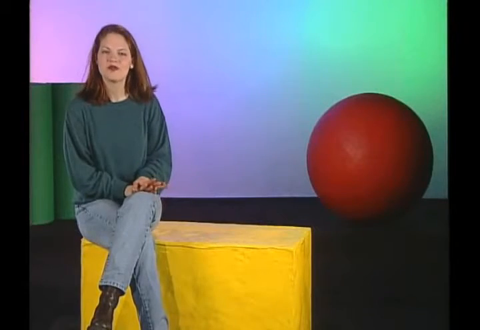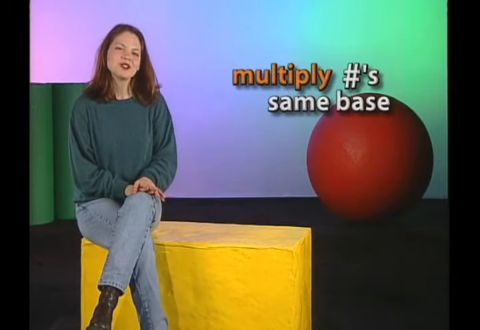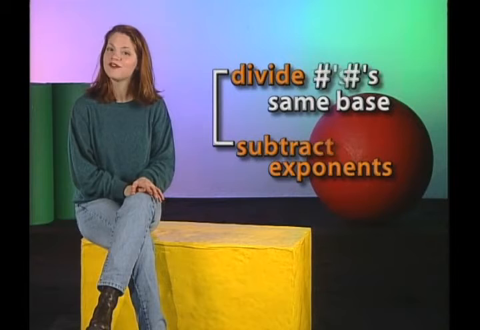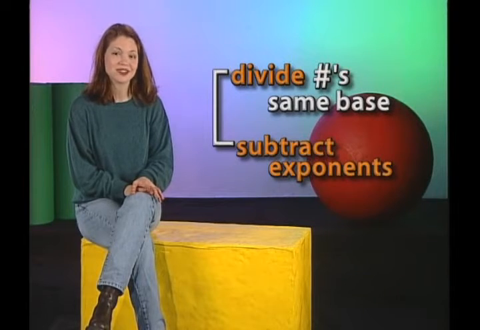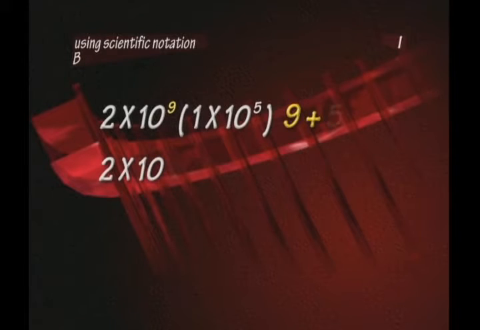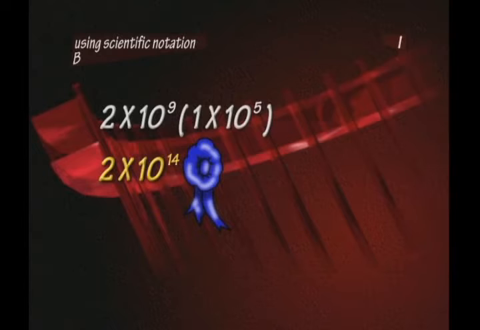Okay, here's a quick review for those of you who are passing notes during the exponent lecture. When we multiply numbers with exponents that have the same base, we add the exponents. And for division, we subtract the exponents. For example, if we want to multiply 2 times 10 to the 9th by 1 times 10 to the 5th, first multiply 2 times 1. That's 2. Put down our multiplication symbol, and then write down the common base, which is 10. Then add 9 and 5, and that's 14. So we get 2 times 10 to the 14th.